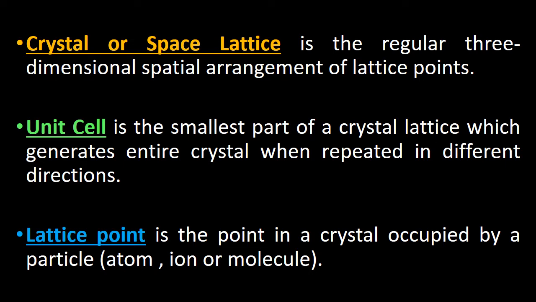Unit cell is the smallest part of a crystal lattice which generates the entire crystal when repeated in different directions. Lattice point is a point in a crystal which is occupied by a particle. A particle may be an atom, ion or molecule.